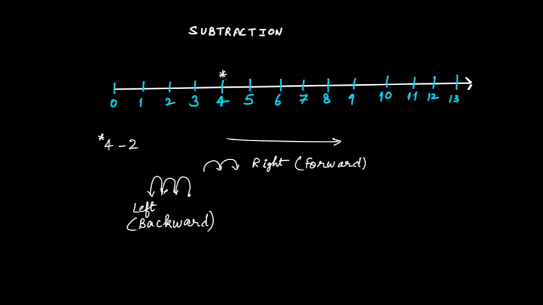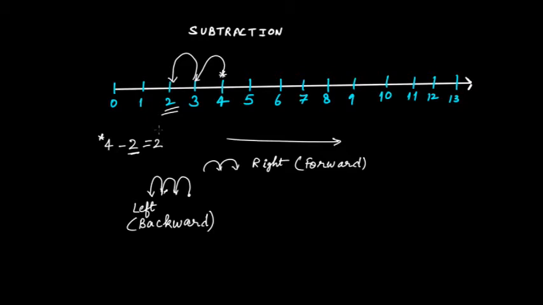So here you can see that this is 4 and this is 2. So take 2 jumps backward. So 1 and 2. Where did you land? You landed at 2. Therefore the answer would be 2.